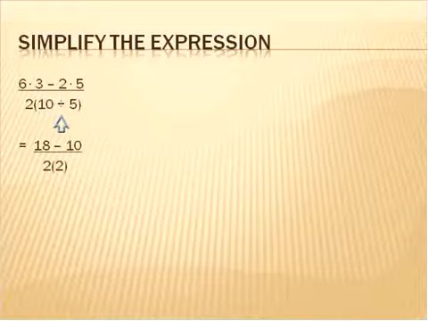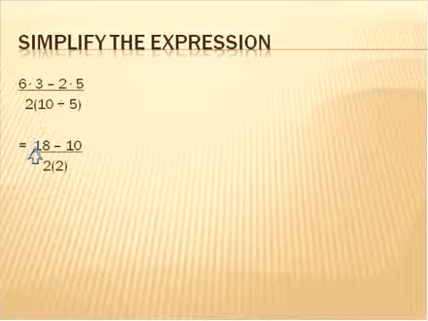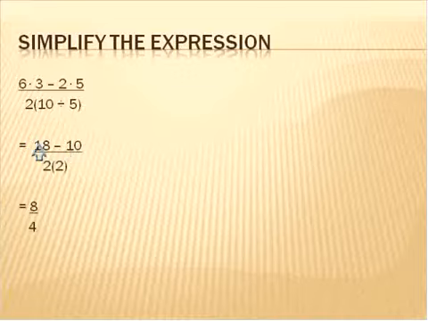We're also going to look at the bottom and say everything inside the parentheses gets finished first. So 10 divided by 5 is 2. In our next step, we're going to multiply 2 times 2 on the denominator. And then, because we have 18 minus 10, we can go ahead and solve that to see that we have 8 on the top, or in the numerator, and 4 on the bottom in the denominator. And 8 over 4 is also equal to 2.